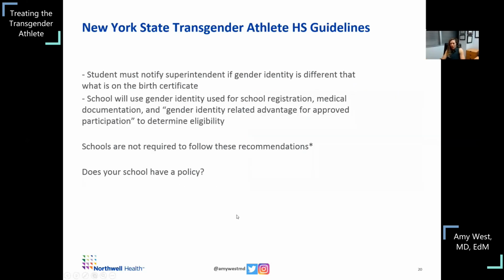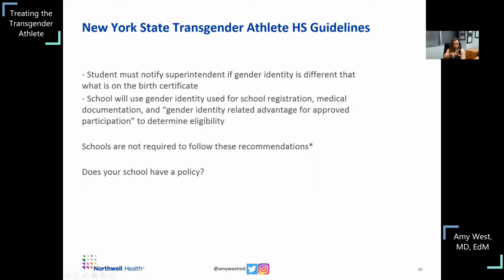Is New York State, which I believe the Long Island schools follow, but I think every school is different. And again, these are guidelines; they're not actual laws. So these are served for the schools to make note of, but they don't necessarily have to follow any of these things. But essentially, in New York State, students who identify as transgender have to tell the superintendent. Then the superintendent makes it known for the school.